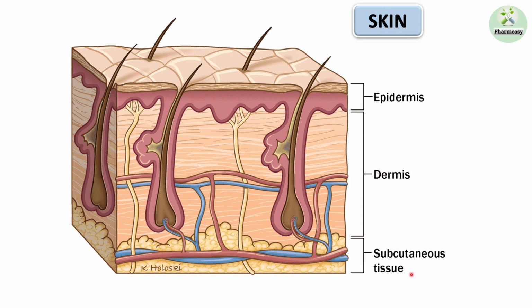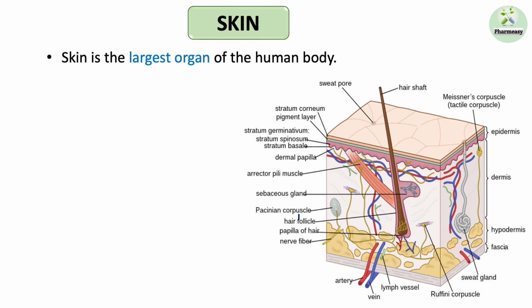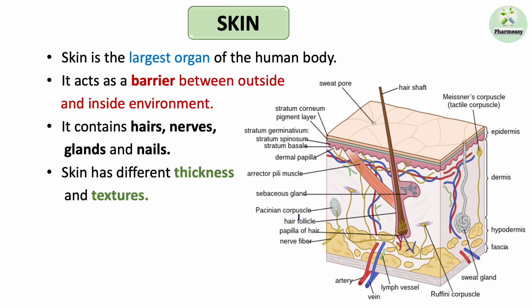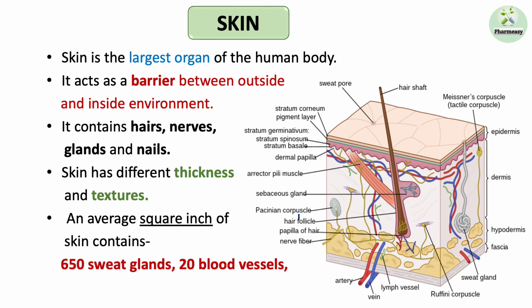It was all about basic layers of skin. And we will understand each layer in detail. According to surface area, skin is the largest organ of human body. It acts as a barrier between outside and inside environment. It contains hairs, nerves, glands and nails. Skin has different thickness and textures. And an average square inch of skin contains 650 sweat glands, 20 blood vessels, and more than 1000 nerve endings.